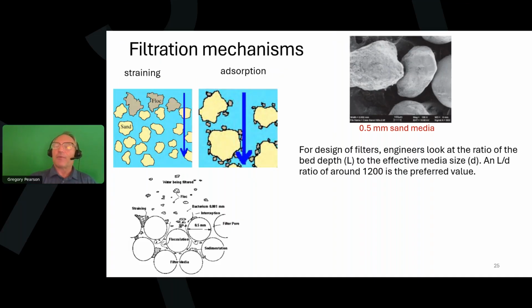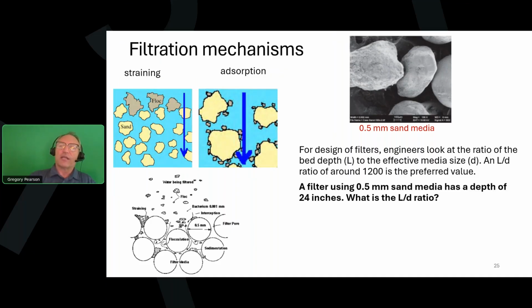And I'll give you a little example here of how engineers design media beds. They usually look for a bed depth to media size proportion of around 1200. And I'll give you an example here. We have a 0.5 millimeter sand particle in the media, and we have a filter depth of 24 inches. What's the bed to media size ratio?